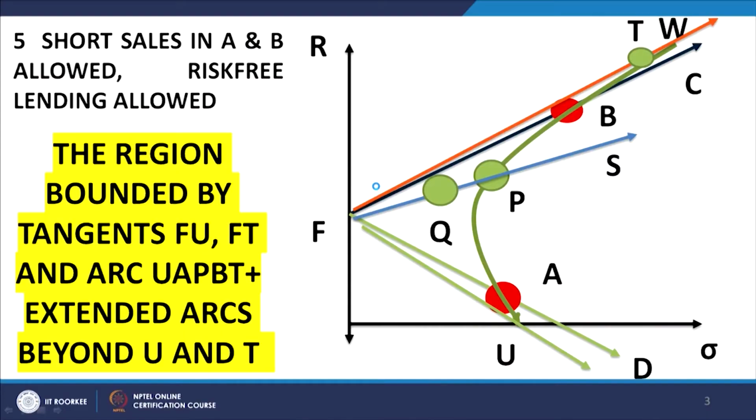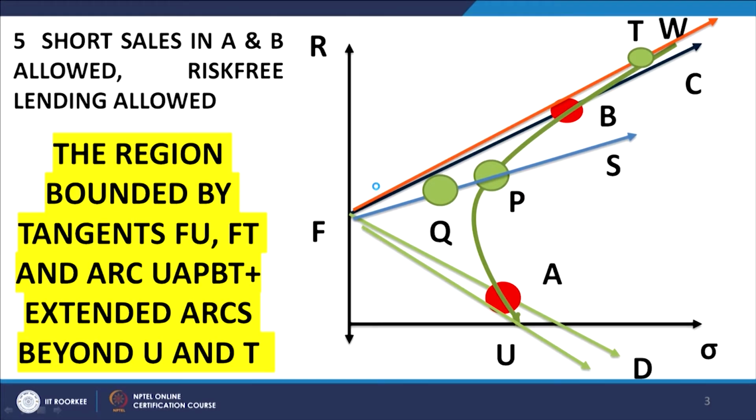The fifth situation is where we have short sales in A and B allowed, but risk free borrowing is not allowed, risk free lending is allowed. Now, in this case, let us try to understand what happens. Because short sales in A and B are allowed, the entire arc of the hyperbola AB extended beyond B and beyond A would definitely be a part of the portfolio possibilities curve.